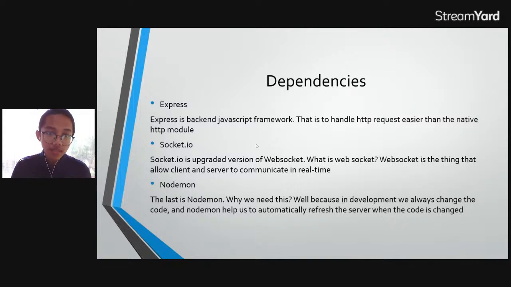So these are the dependencies we're going to use. First is Express. Express is a backend framework to handle HTTP requests more easily than the native HTTP module. Second is Socket.io. Socket.io is an upgraded version of WebSocket. WebSocket allows client and server to communicate in real time. And the third is Nodemon. Why do we need this? Because in development we always change the code, and Nodemon automatically refreshes the server when the code is changed.